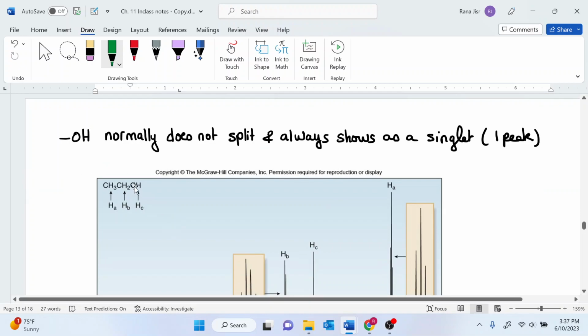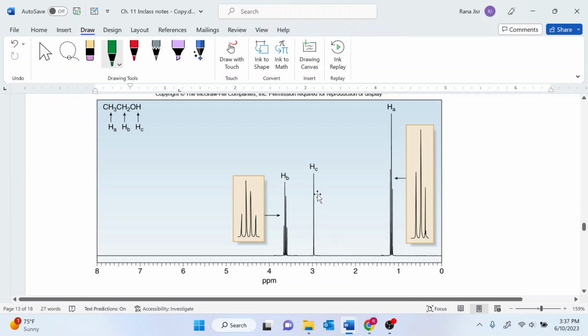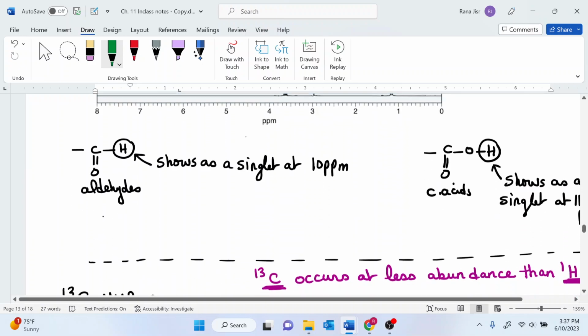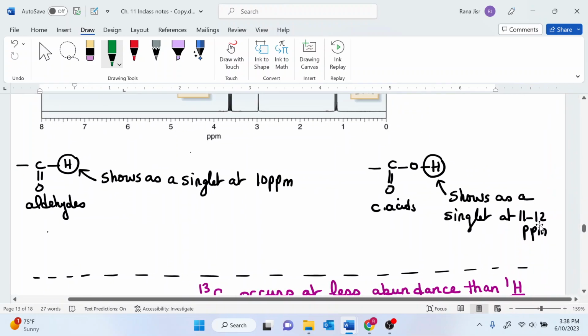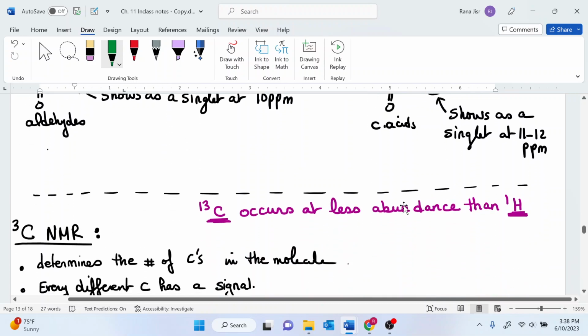We said that OHs normally do not split, they always show as one peak, and the peak is going to be between 2.5 and 3 parts per million. The signal for the aldehyde is going to appear at 10 parts per million and that of the acid between 11 and 12 parts per million.